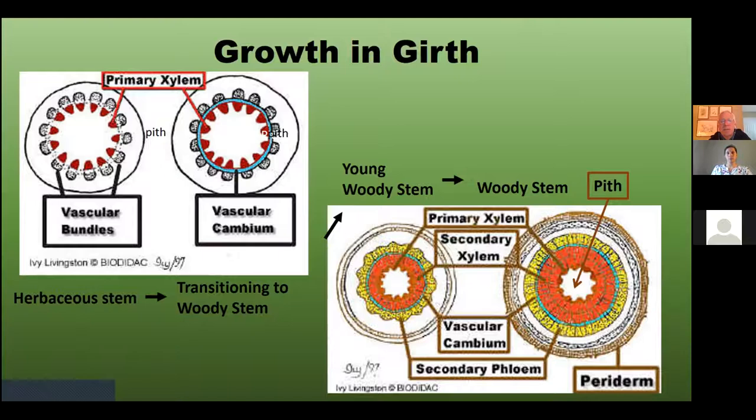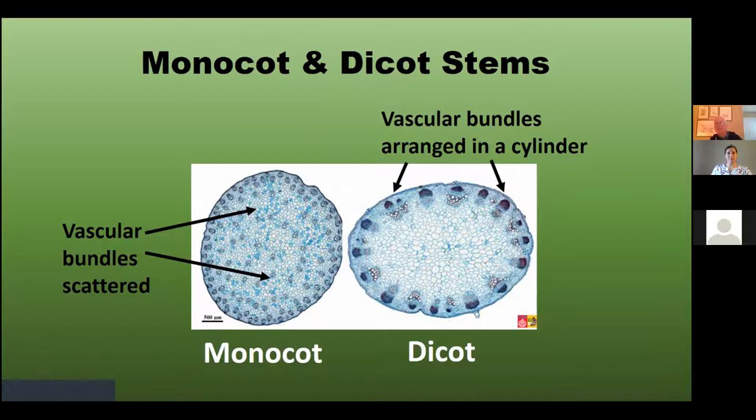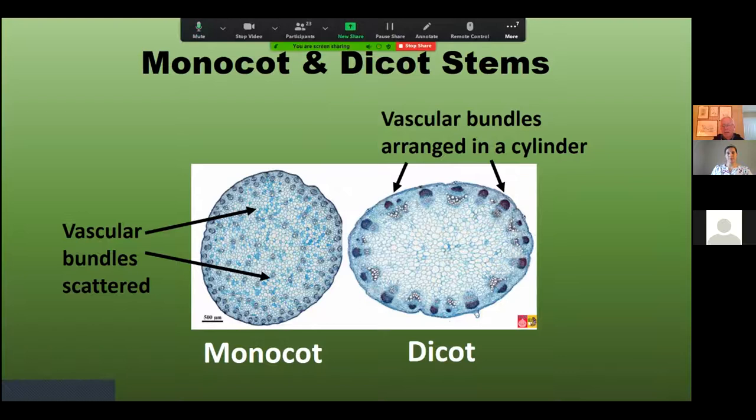And here we're looking just a little quickly at the difference in vascular structures between dicots and monocots. Here is the dicot, that familiar tube-like or siphon-like arrangement of the vascular bundles, leaving a pith or an area of spongy cells in the center. With monocots, it's very different. The vascular bundles are just scattered throughout the plant.